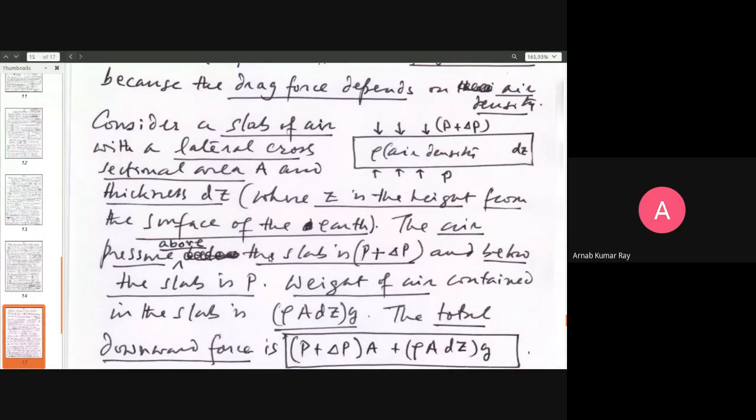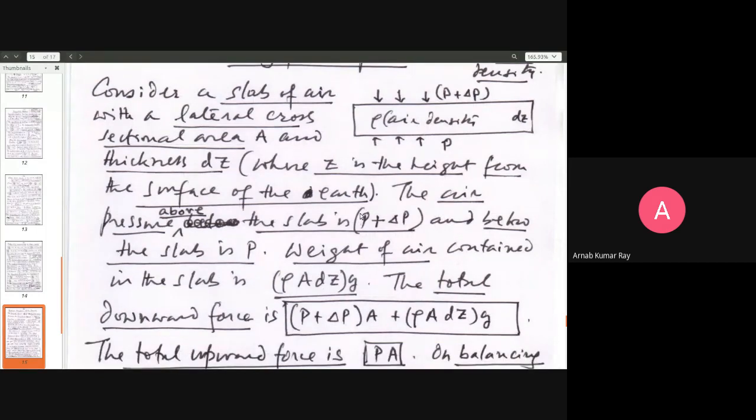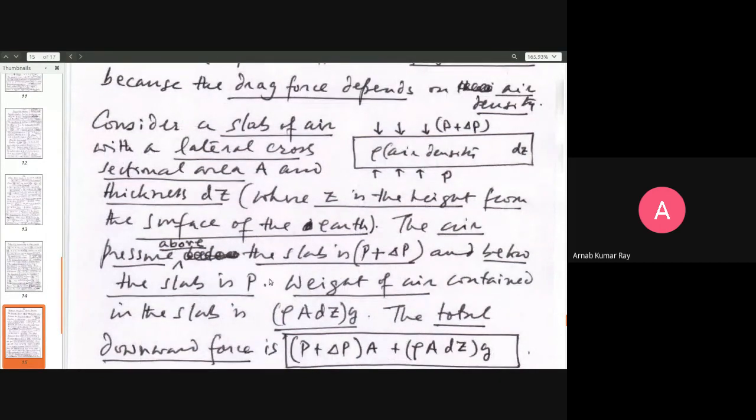The air pressure above the slab is P plus delta P. You know that pressure changes as you go higher and higher. So at the bottom face the pressure is P, and higher up the pressure is P plus delta P. Note the plus; I have not written minus, although we know that pressure decreases. I'm writing plus because I don't know beforehand whether air pressure increases or decreases. So below it is P and above it is P plus delta P, where delta P is the change in the air pressure.